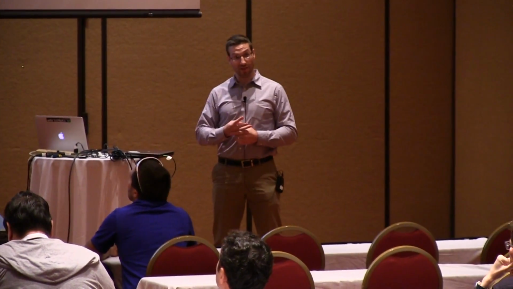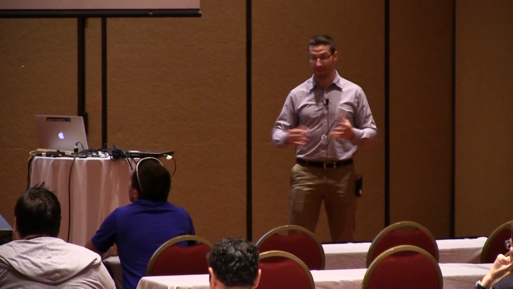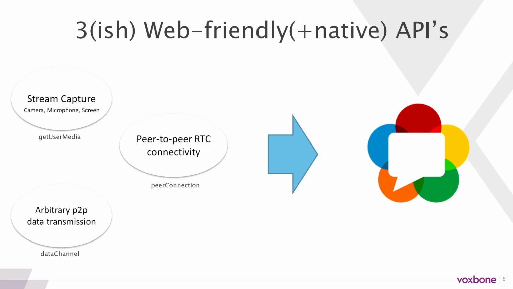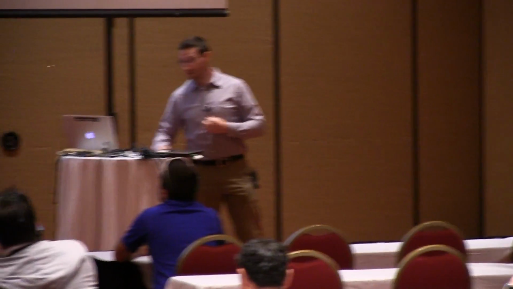WebRTC includes 3 main APIs. The first one is stream capture. The main functions are grabbing your camera and your microphone, but it also includes doing things like grabbing portions of a screen or helping with screen sharing. The second main API is the peer connection.